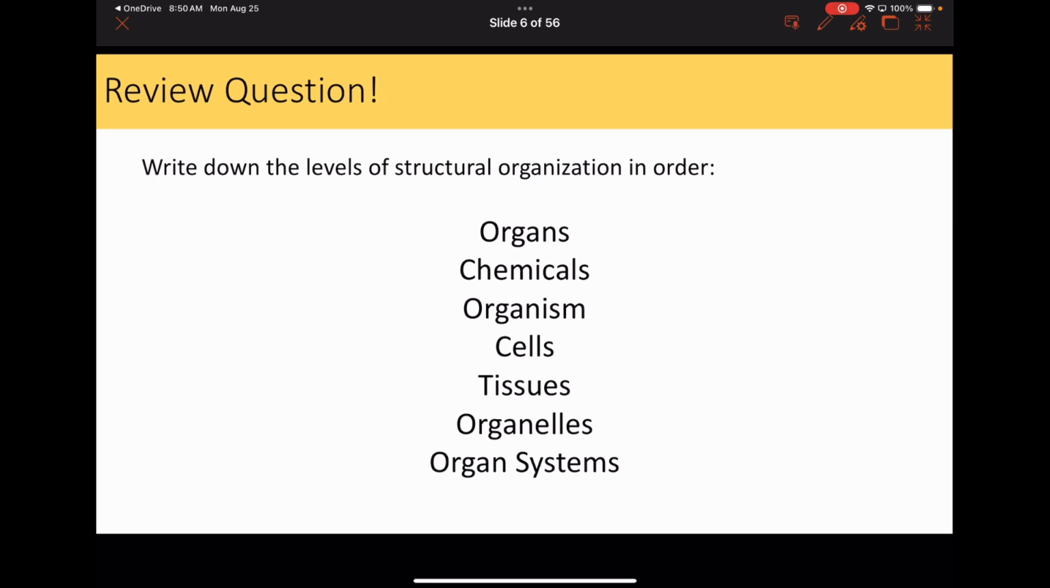All right, so what's the first level of structural organization, the simplest? Chemicals is first, yes.